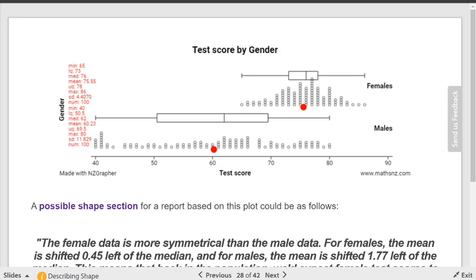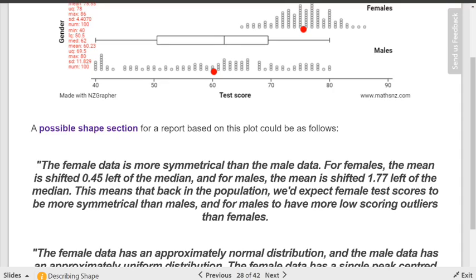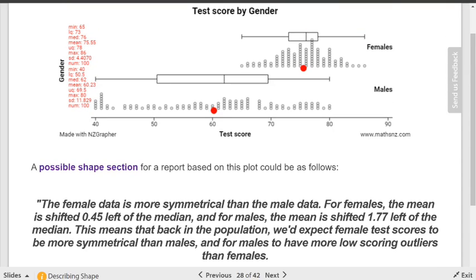Here's some test scores by gender for males and females. Possible shapes section for the report. The female data is more symmetrical than the male data. Do you agree? Yeah. Definitely, because the male data is almost uniform and this one is almost normally distributed. Okay? More symmetrical. And you can also say that because the mean for females is closer than the mean for the males to the medians. Okay?